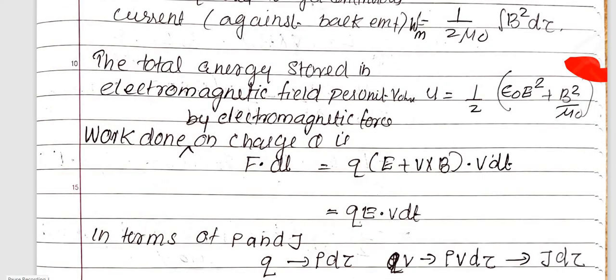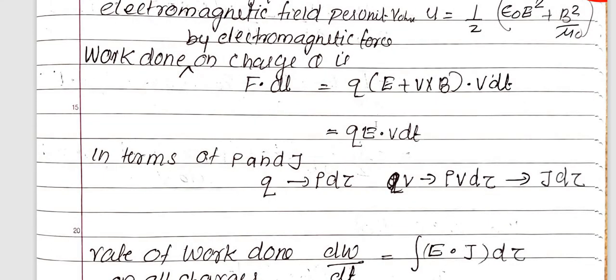The work done by the electromagnetic force on charge Q is given by F dot dl, where F is the Lorentz force. The force acting on the charge is the Lorentz force, because there is an electric field and a magnetic field. So F is given by Q times E plus v cross B, dot dl. dl is nothing but v dt. When we do the dot product and examine the second term, it is v cross B dot v. This is a scalar triple product, and the same quantity is repeating, so its value is 0. So F dot dl is given by qE dot v dt.